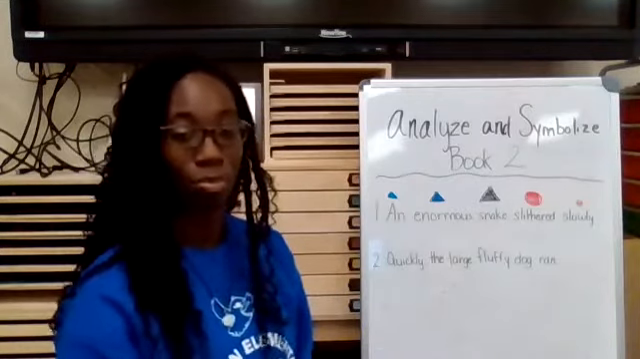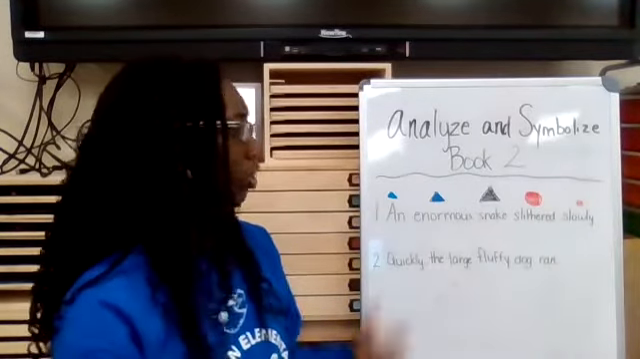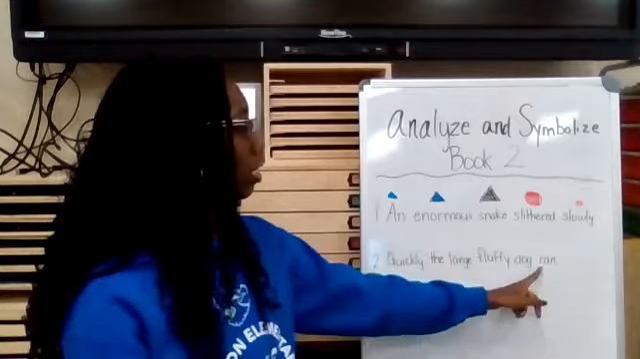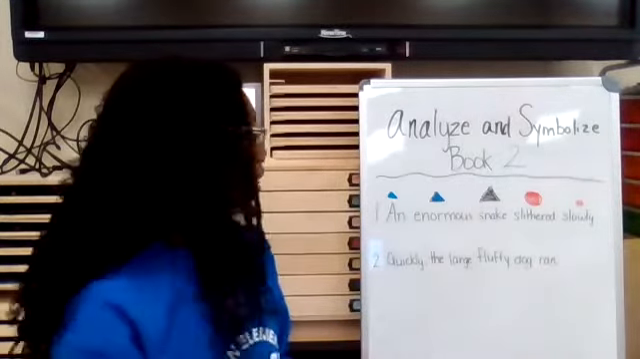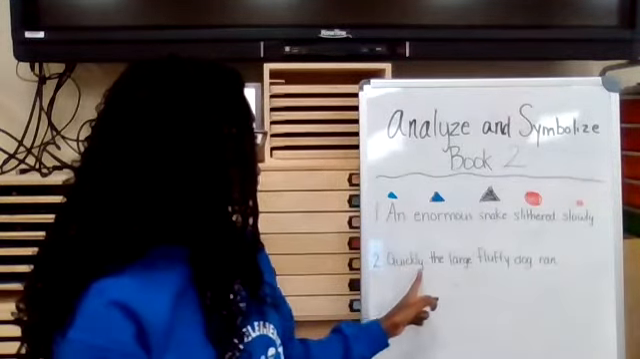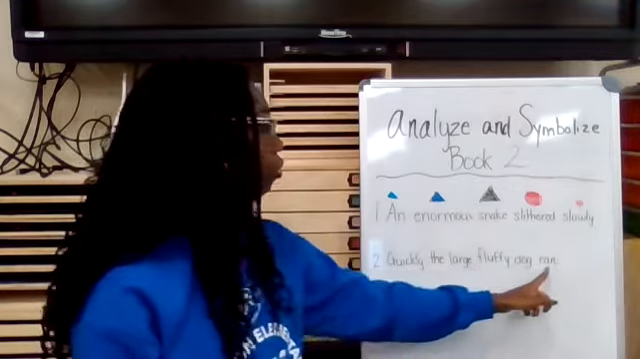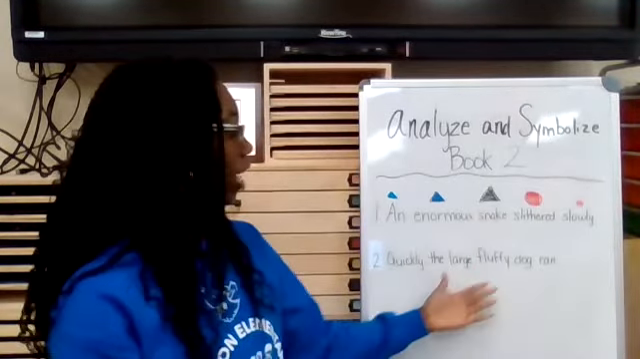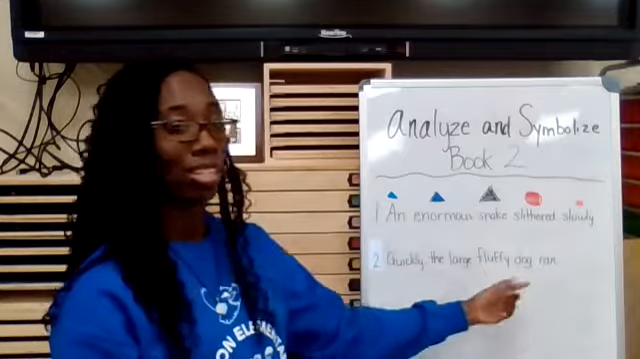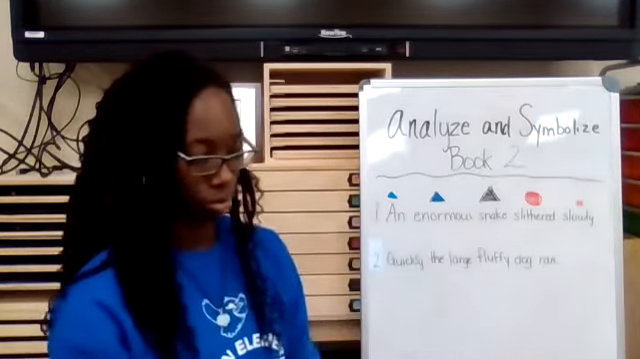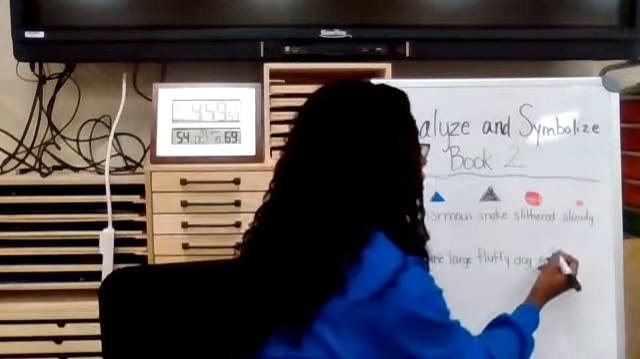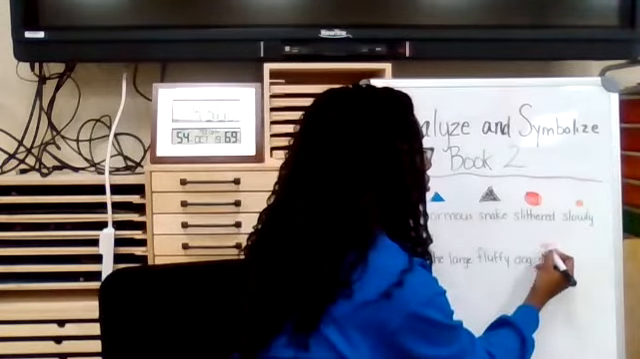Now, again, like I mentioned before, you could also just go ahead and read the sentence and see if you can identify the verb, okay? Quickly, the large fluffy dog ran. So the action word in this sentence is ran. So I'm going to draw a red circle above ran.